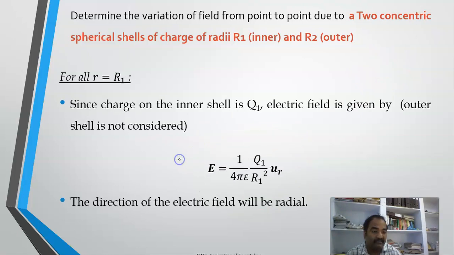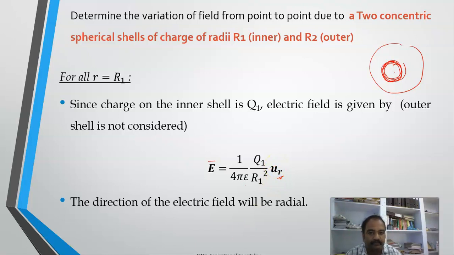Now, if I go to the surface of this one, then automatically what happens? There is a charge of Q, right? Now, this is the inner shell, so I will take it as Q1. So, what will be the field now? E bar is equal to 1 by 4 pi epsilon naught Q1 by R1 square U r. This is all what we have done.